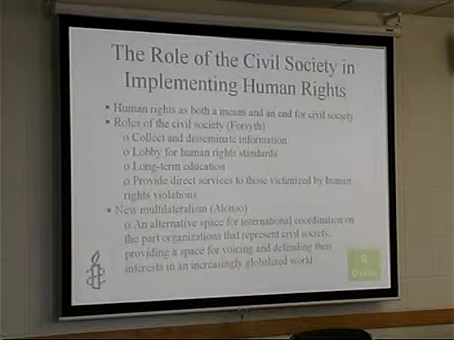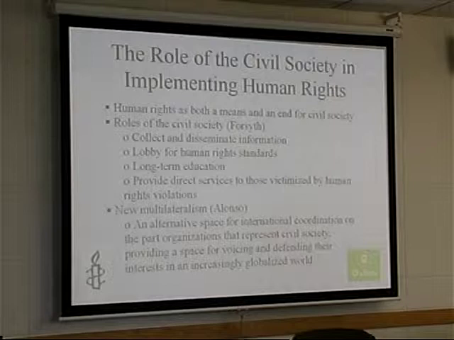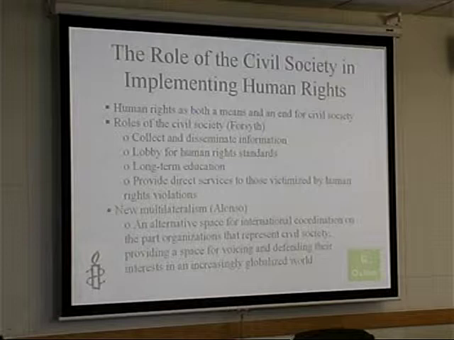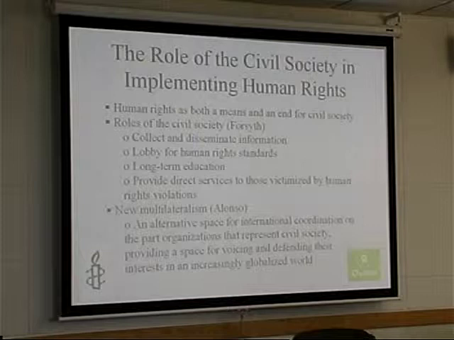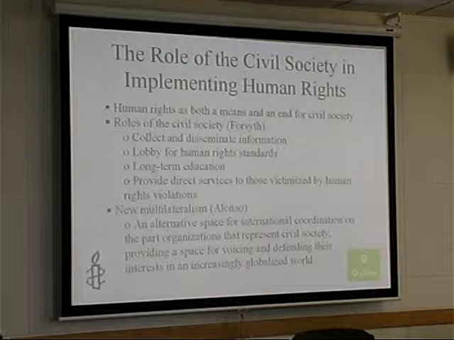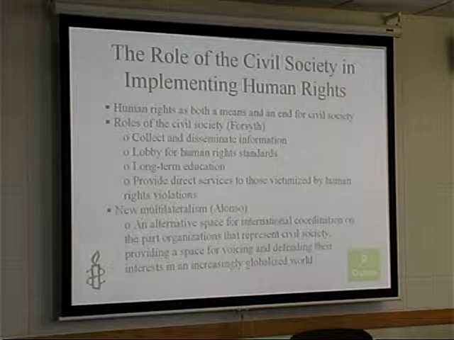And then there's an author called Jose Alonso, who came up with this idea of the new multilateralism. Since we're in this multilateral world, we should talk about a new version of multilateralism where NGOs can coordinate their action much better than working as independent hubs of civil society around a globalized world. He says it is of particular importance in the context of the global north and the global south.